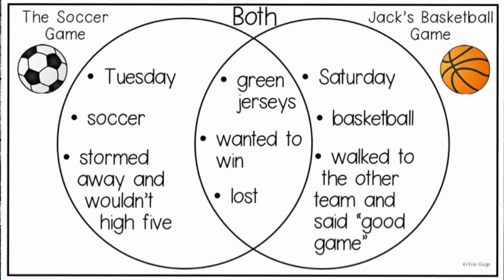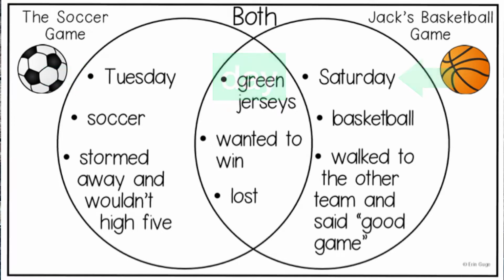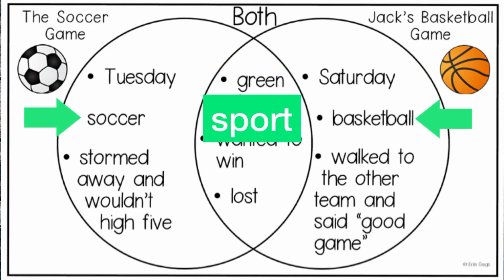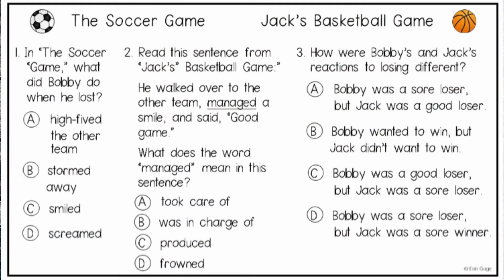In the outer sections, we can see the differences, and notice the related ideas are across from each other. The day of the week, on a Tuesday versus on a Saturday, the sport, soccer versus basketball, and the boys' reactions, stormed away and wouldn't high-five versus walked to the other team and said good game. This is a good example of how to compare and contrast paired texts. Now let's answer some multiple choice questions about these stories. I'll read the first question and you can follow along and whisper your answers.